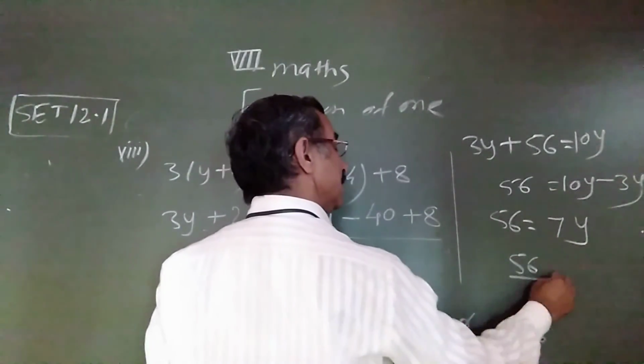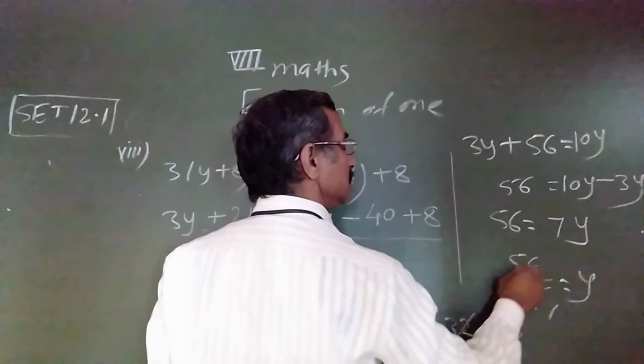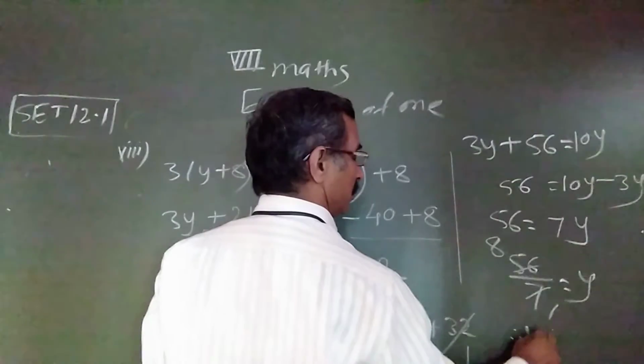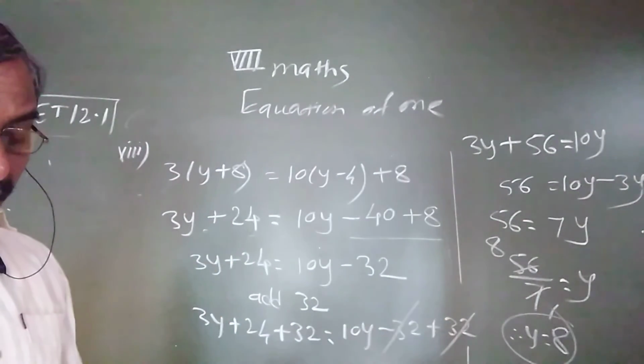Here 7 is multiplying, so by changing the side it will get divided. We will get the value of y is equal to 56 upon 7, which is 8. Therefore y's value is 8. So y is equal to 8 is our solution.